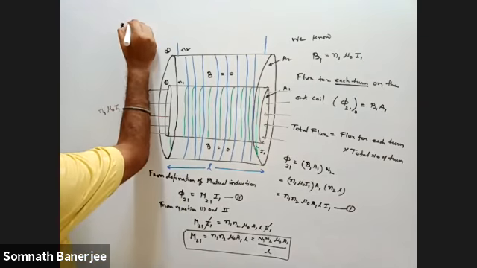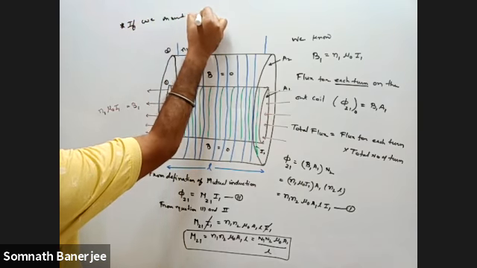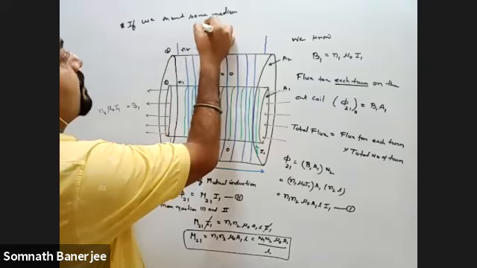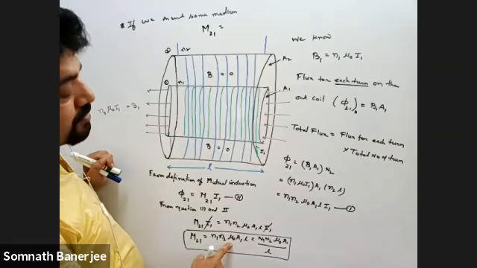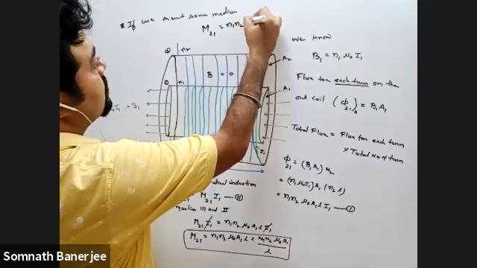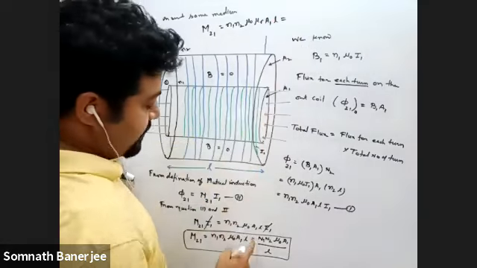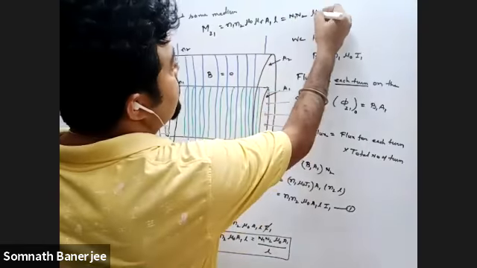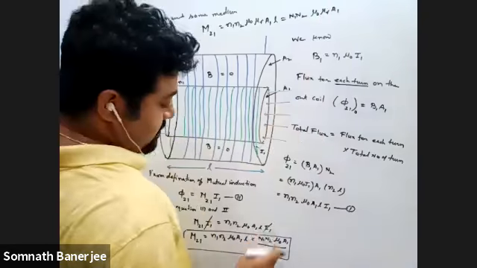And if we insert some medium, M of 2 1 is equal to, everything is the same with mu naught. Now we use mu r. So N1 N2 mu naught mu r A1 by L.